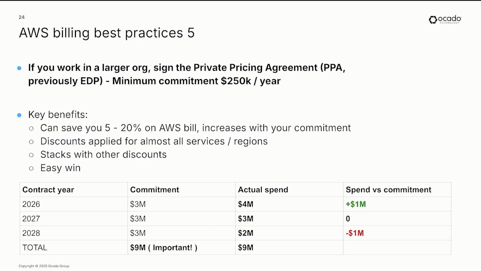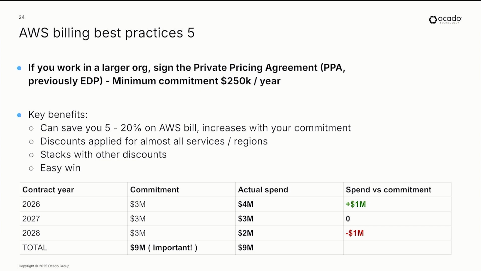You just need to sign off some papers. But be aware that this PPA is a double-edged sword. So let's look at this example. Let's say you've signed a contract with them.